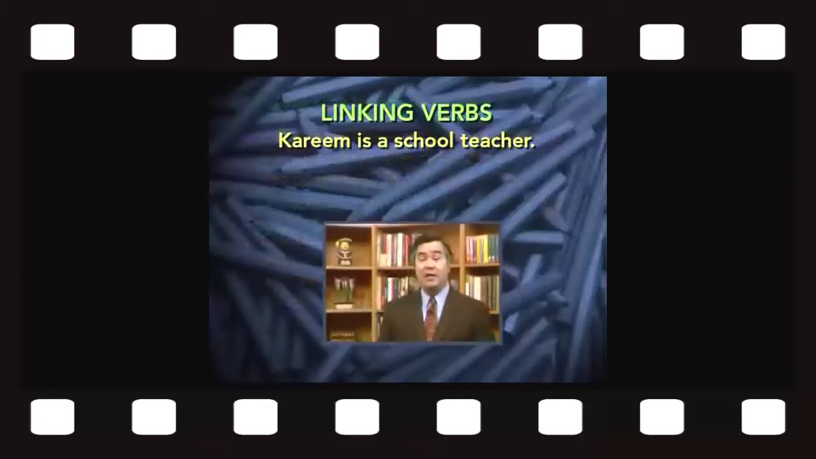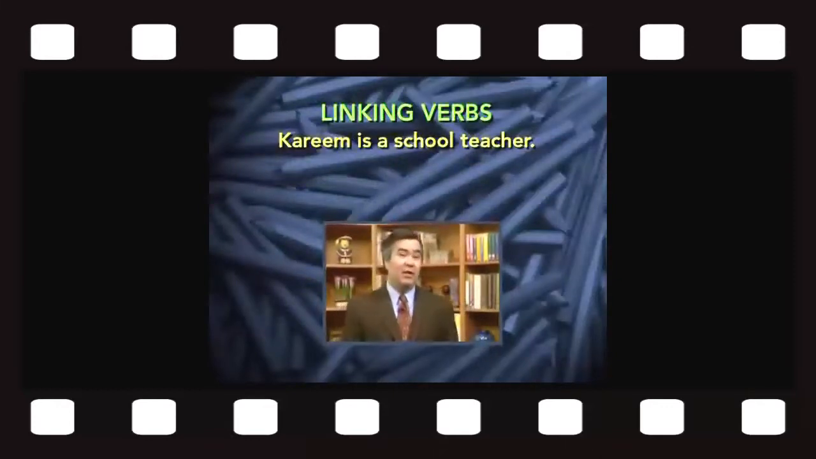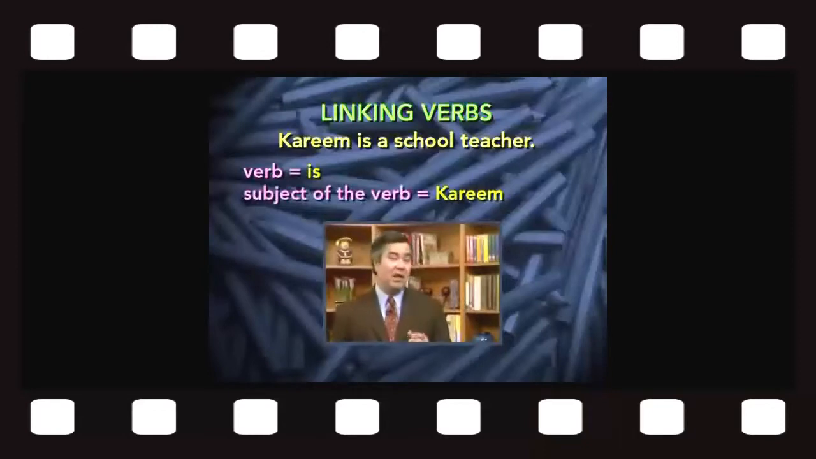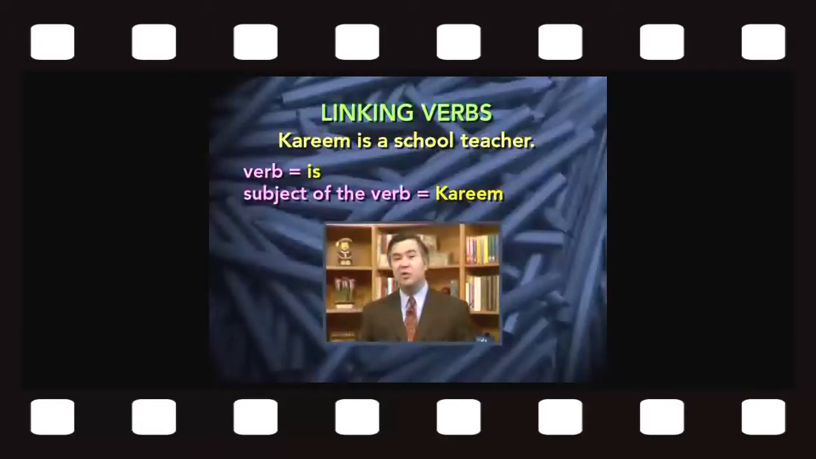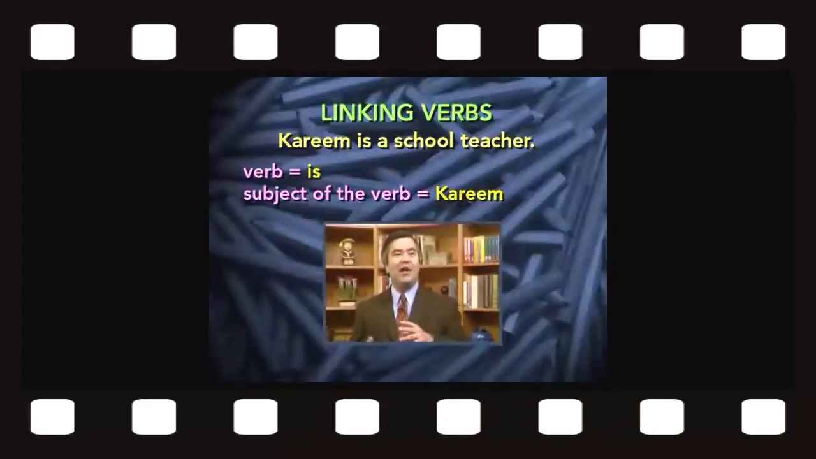We said a moment ago that the verb to be is the most common linking verb. Here's an example of a form of the verb to be. The verb is. What's the subject of the verb is? Kareem. Kareem is the one who is. And following the verb is, we're told exactly what Kareem is, a teacher, or specifically a school teacher. So in this case, the subject Kareem is being linked by the linking verb is to the word teacher. Kareem is teacher. And the words a school are giving a little more information about what kind of teacher.